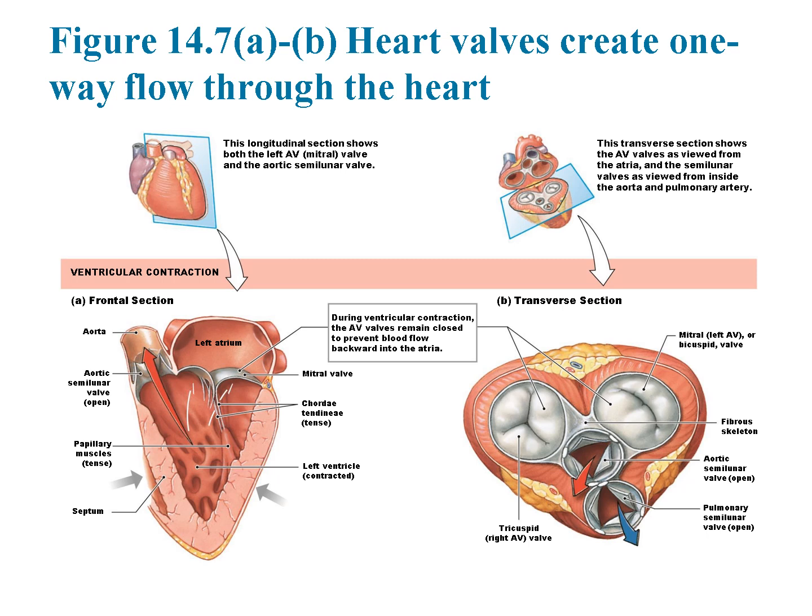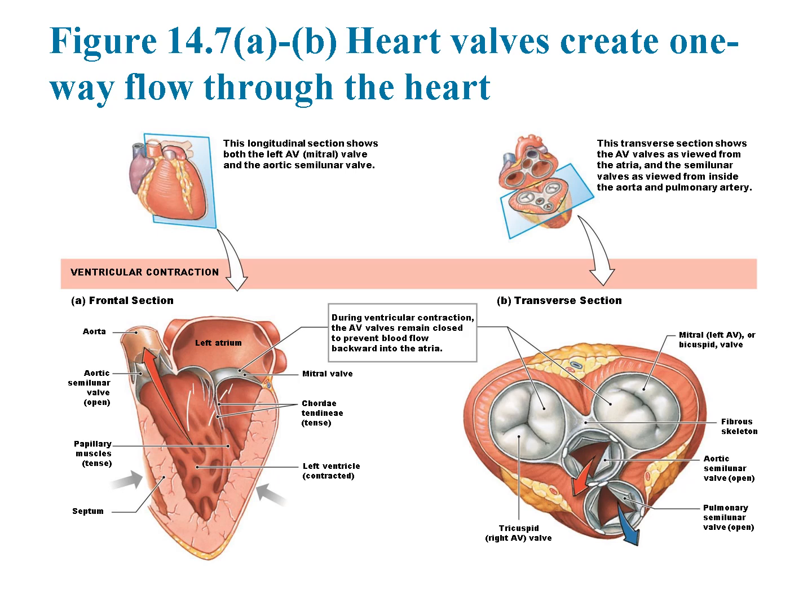The transverse section B provides a different perspective, showing both AV valves from the atrial view and the semilunar valves from inside the aorta and pulmonary artery. Here, the mitral and tricuspid valves are tightly closed, while the aortic and pulmonary semilunar valves remain open, allowing blood to exit the ventricles and enter the major arteries. This coordinated valve function ensures that blood moves efficiently through the heart and into systemic and pulmonary circulation, supporting continuous and controlled blood flow.